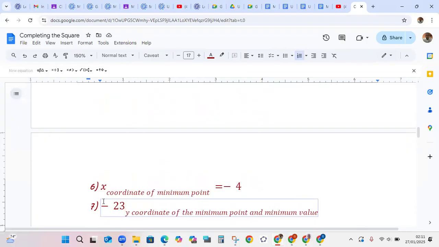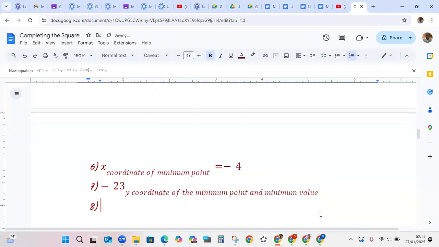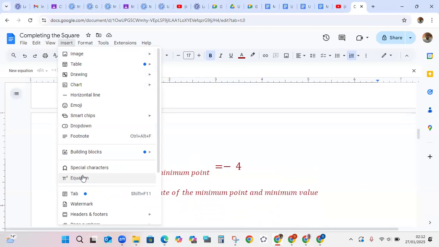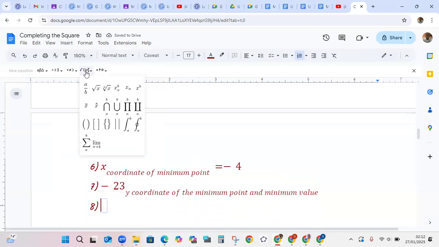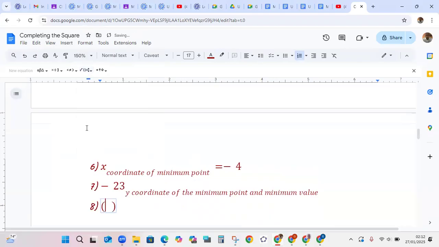So therefore now, the minimum point is negative 4, comma, negative 23. Always be prepared to replay the video when you are looking at it, because you are participating.